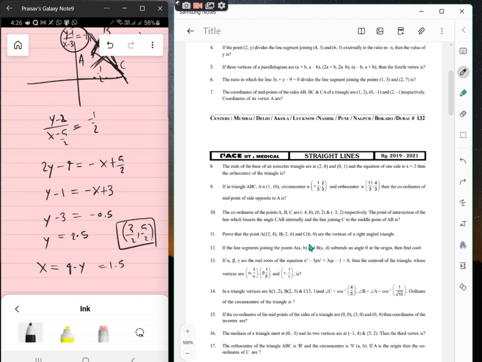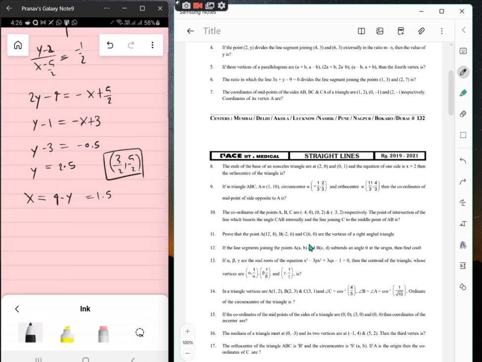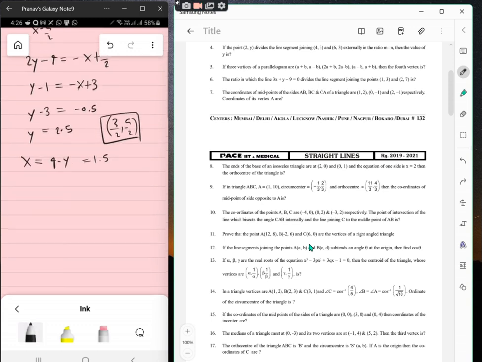And let's go to the next question, which is, if the coordinates of the midpoints of the sides of a triangle are 0, 0, 3, a and 0, 4, then the coordinates of the incenter are. Midpoints of a side, coordinates. Okay. Coordinates of incenter.